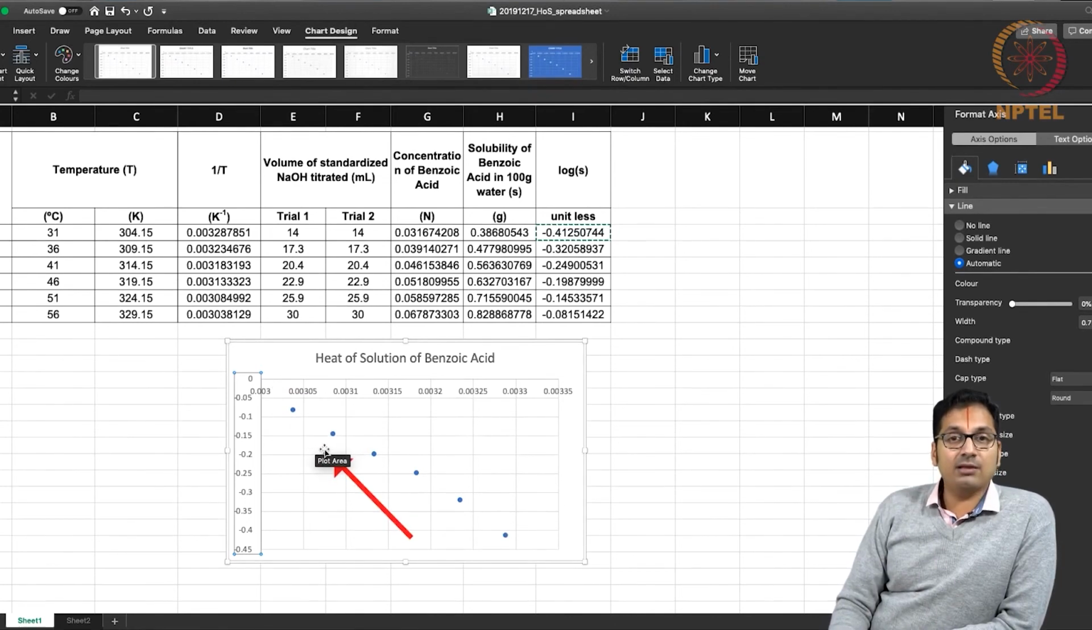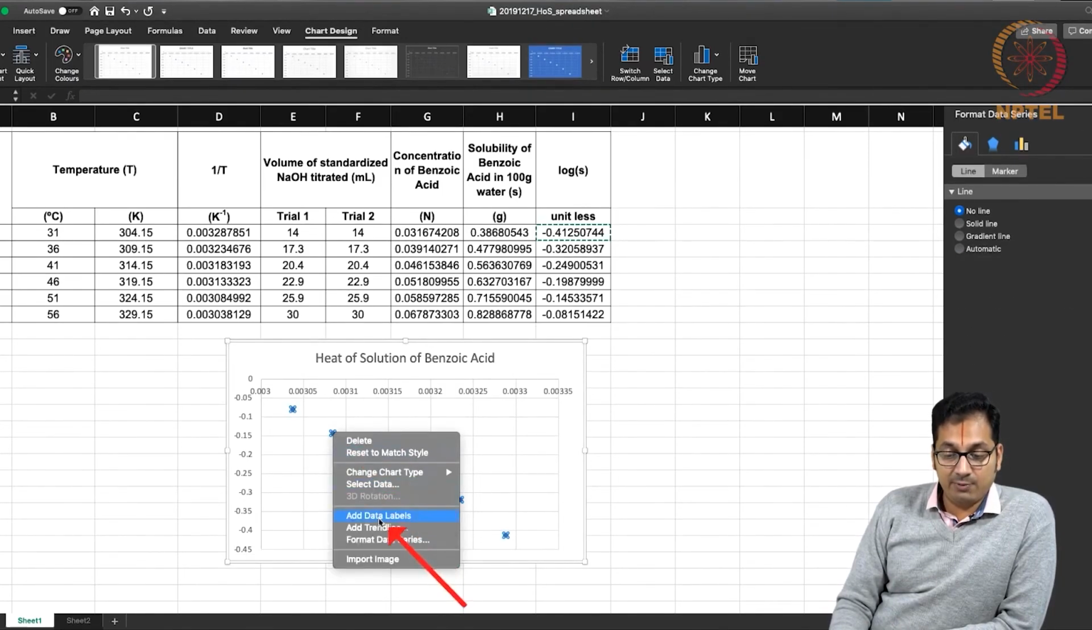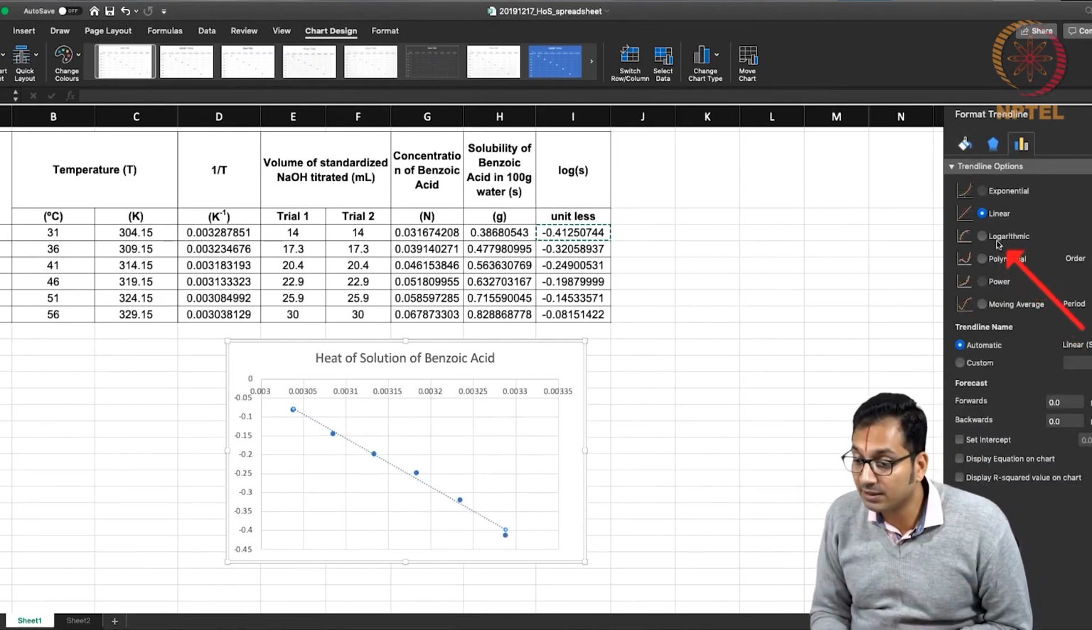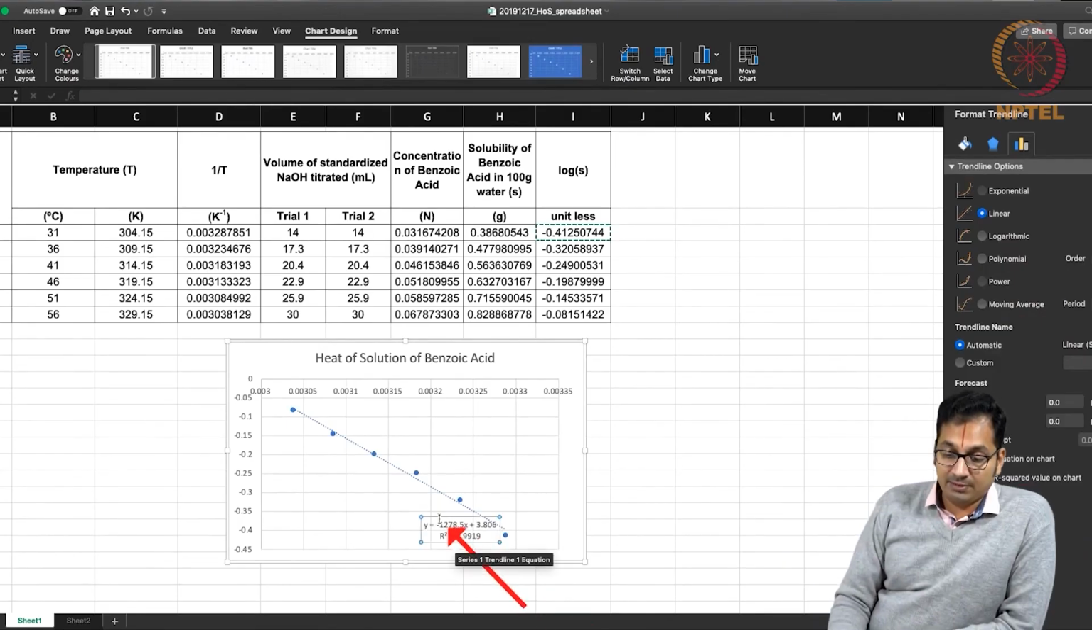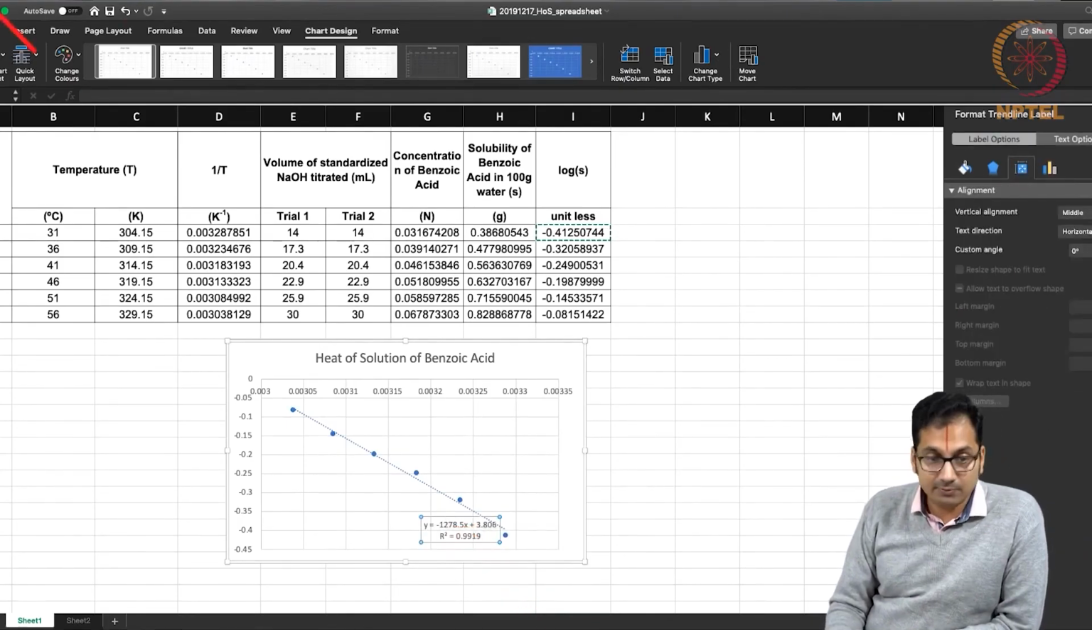Since we know for a fact the model that we are trying to look at is ln of s as a function of 1 over T gives us minus delta H naught by R, we can actually go ahead and fit it right away to a trend line, and then you set it as a linear trend line and you can look at the equation and the R square. Let me make this a little bigger.